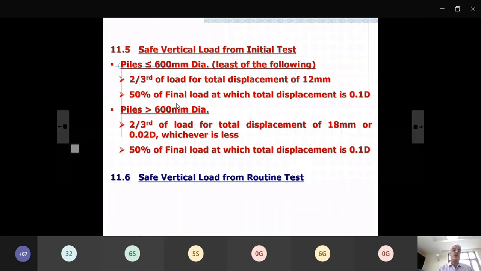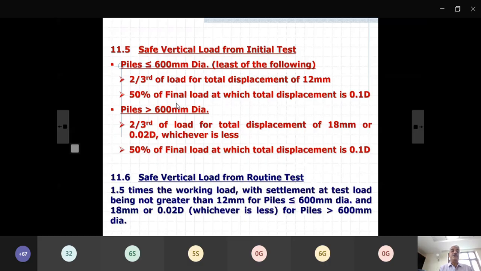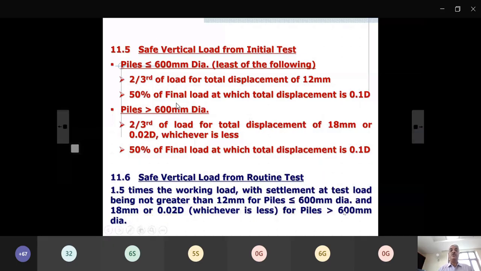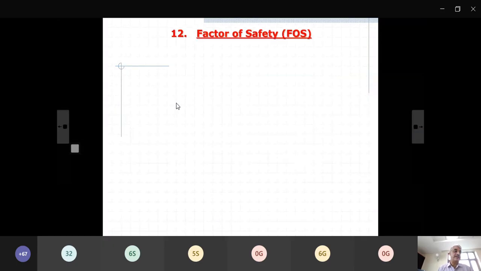And the safe vertical load from the routine test will be 1.5 times the working load, with settlement at test load not greater than 12 mm for piles less than 600 mm dia, and 18 mm or 0.02 D, whichever is less, for larger piles. For this, 1.5 times of this will be the safe vertical load for these piles. So this is how you do a pile load test. Any doubt?